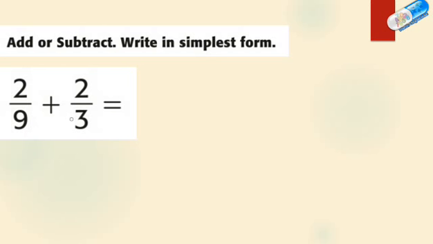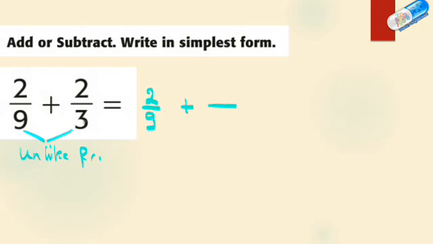2 over 9 plus 2 over 3. Here you have 9, here you have 3. They are different, so they are unlike fractions. So what do we do? We first ask ourselves, is one of 9 and 3 a multiple of the other one? Yes, of course, 9 is a multiple of 3. In this case, 2 over 9 will remain as it is. We do not change this fraction.